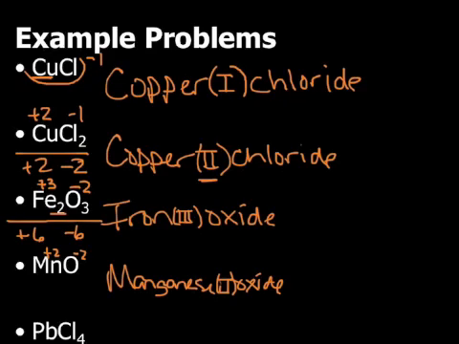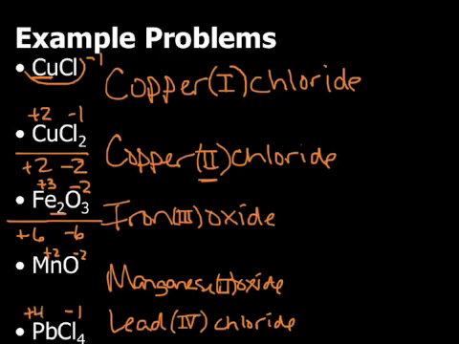My last one, lead chloride. And then to include my Roman numeral, chlorine's a -1, and there's 4 of them. So to balance that charge out and make it 0, lead would have to be a +4. So this is lead 4 chloride.